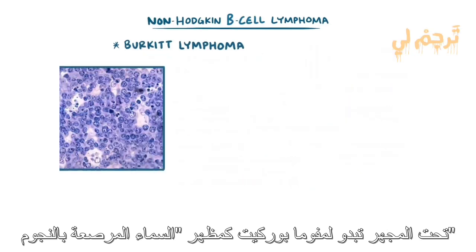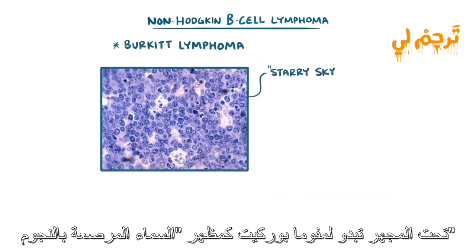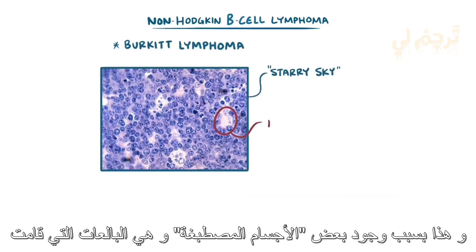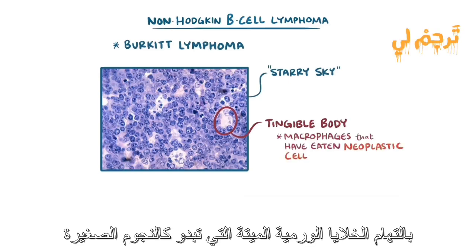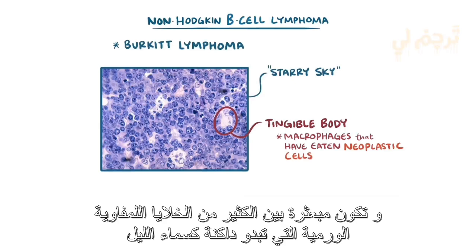Under the microscope, Burkitt lymphoma is said to have a starry sky appearance. That's because there are a few tingible bodies, which are macrophages that have eaten up dead neoplastic cells that look like little stars. And these are scattered among lots of neoplastic lymphocytes that look dark under the night sky.